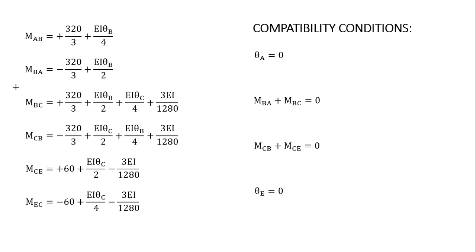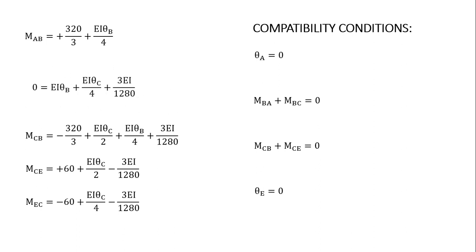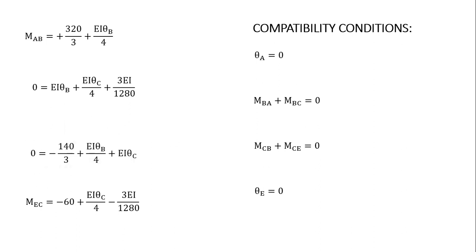Now, i-add natin itong dalawang to. Okay, yung MBA tsaka MBC. Okay, that is what? EI theta B plus EI theta C over 4 plus 3EI over 1 280 equal to 0. So as with these two equations, this will yield to this one.